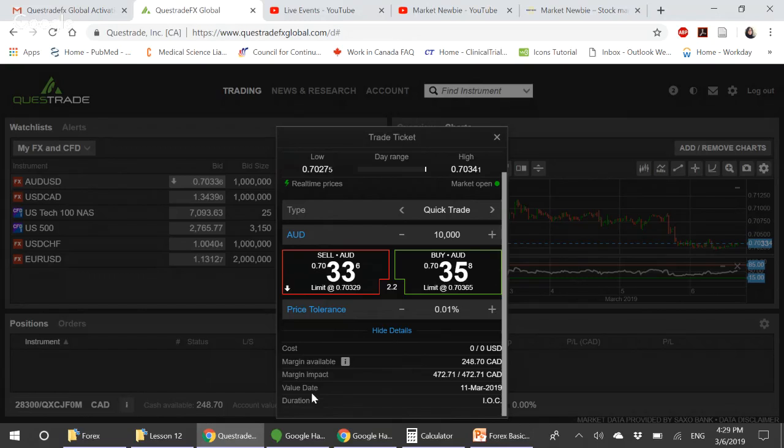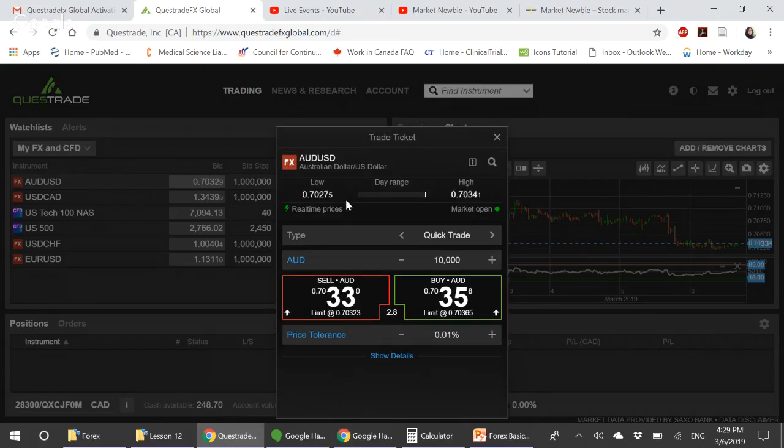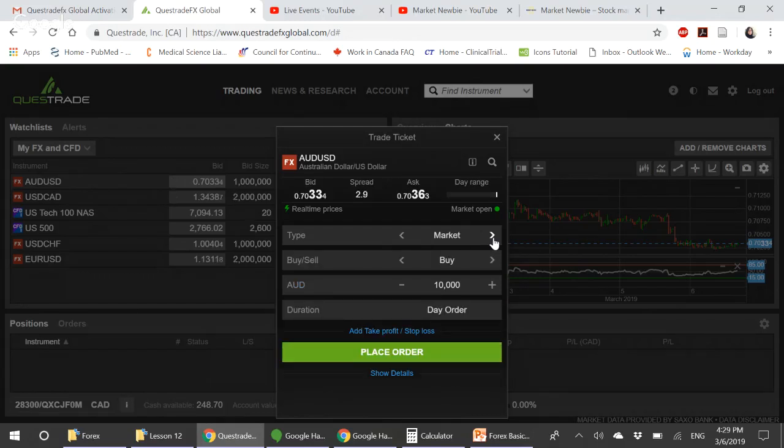The value date, the date that this Forex is valid, is also shown here, and the duration, for now, we haven't set. If I hide the details, let's see what else we can find. The type says quick trade. Quick trade basically means market order. They added a fancy word for a market order. You place a quick trade, it just goes and buys at whatever price is between bid and ask.